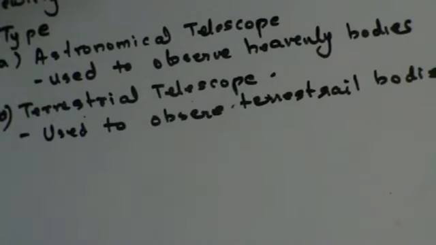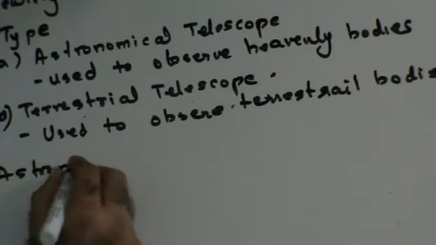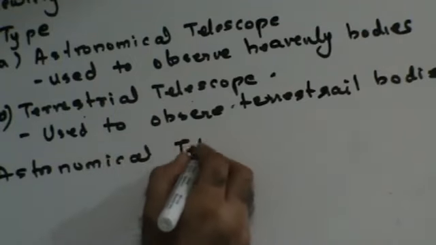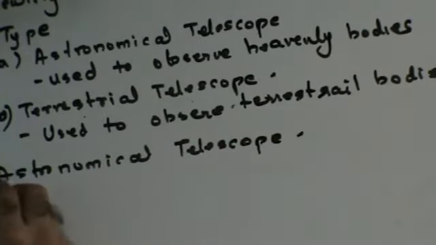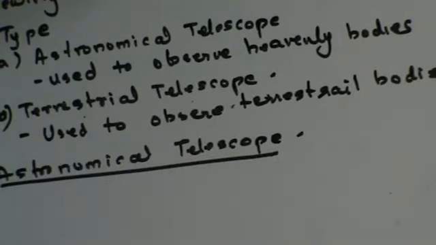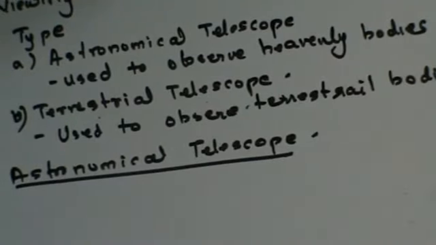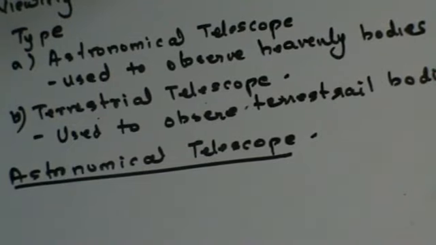Now let's try to see the working of each one of them. First, let's try to understand an astronomical telescope. An astronomical telescope consists of a large converging lens. The lens which is there towards the object is called as the objective, and this lens has a very large focal length and a very large aperture. The lens towards the eye is called as the eyepiece. It has small focal length and a small aperture.